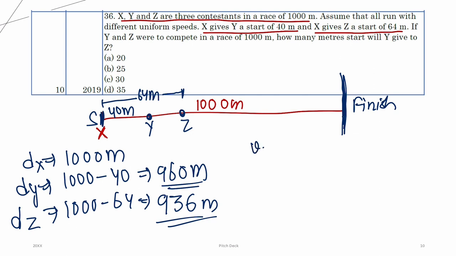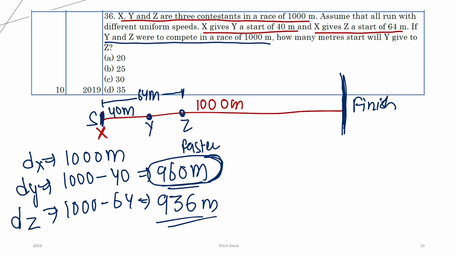Now, the ratio of speed of x and y. Let's only take y and z, since in the next part only y and z are to compete in the race of 100 meters. Suppose this is a totally different race where only y and z are participating. Since we already know that y is faster than z, because in the same time he is covering 960 meters and z is only covering 936 meters.